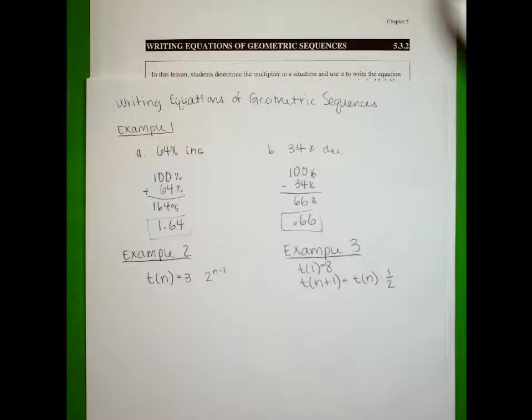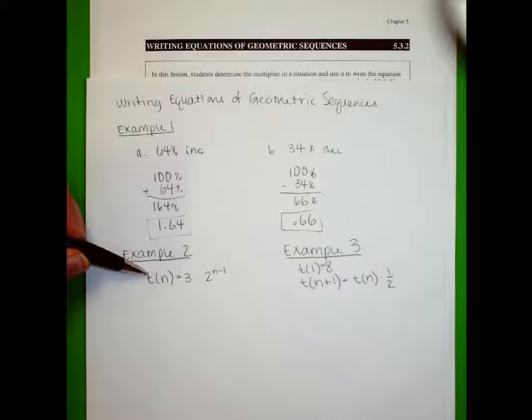Example 2 and 3 ask you to write the first 5 terms of the sequence. The way that it's written on the pre-written example is going to be different than the way that I'm going to show you how to write it. Either way is correct and either way is acceptable.